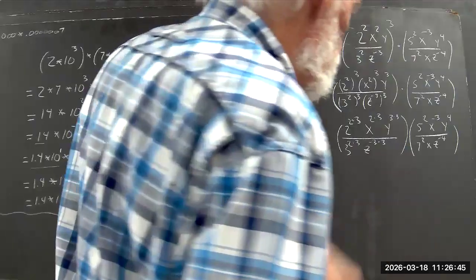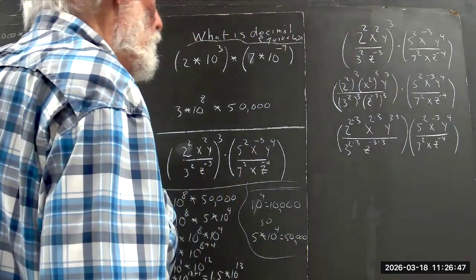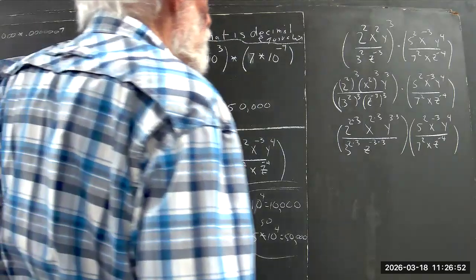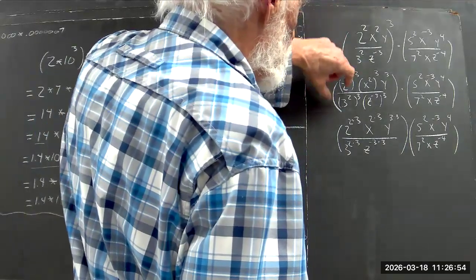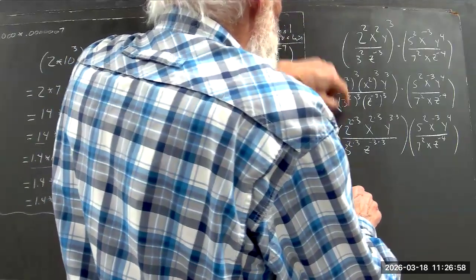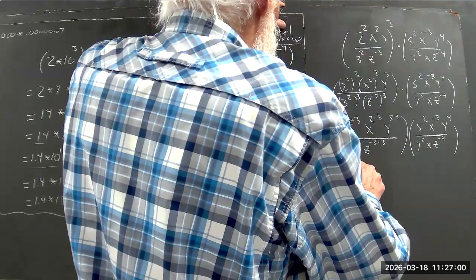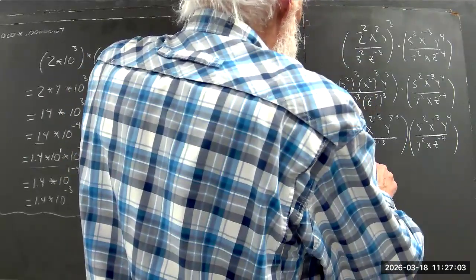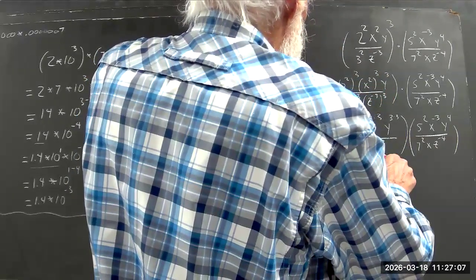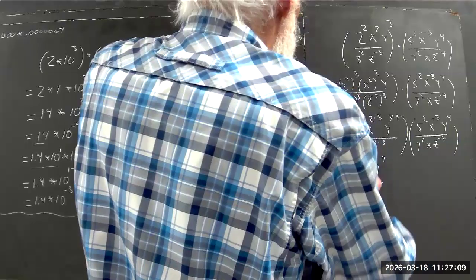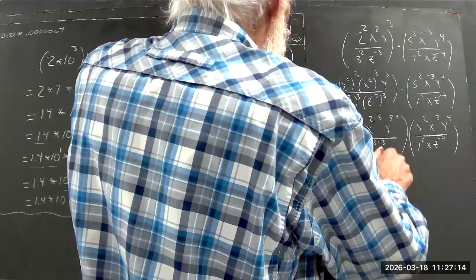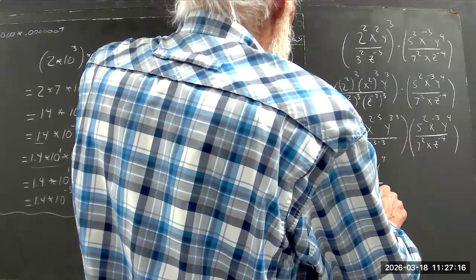Still not doing anything with this. It's the term on the right. Okay. Now, again, going along with the term on the left, 2 to the 2 times 3 is 2 to the 6th. X to the 2 times 3 is x to the 6th. Y to the 3 times 3 is y to the 9th. 3 to the 2 times 3 is 3 to the 6th. Z to the negative 3 times 3 is z to the negative 9th.